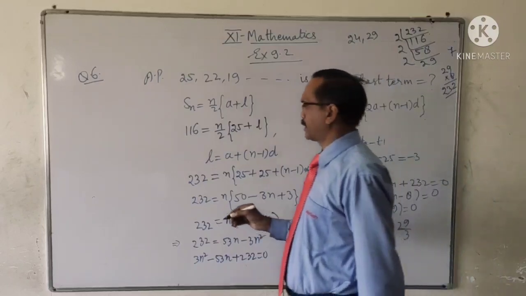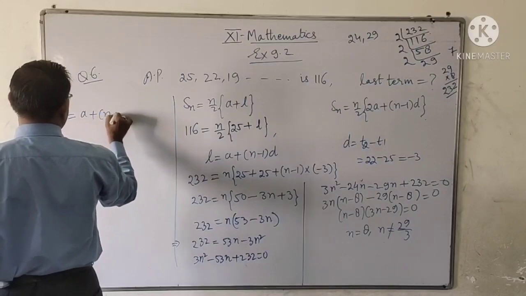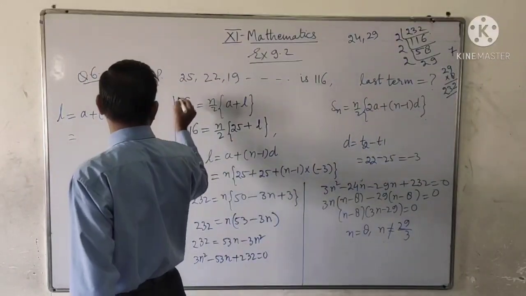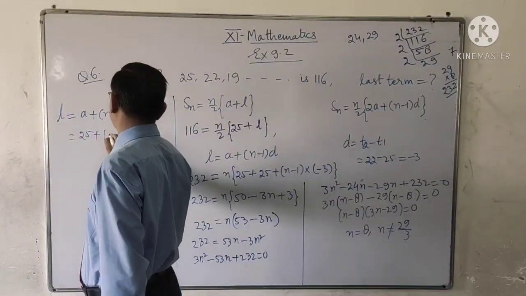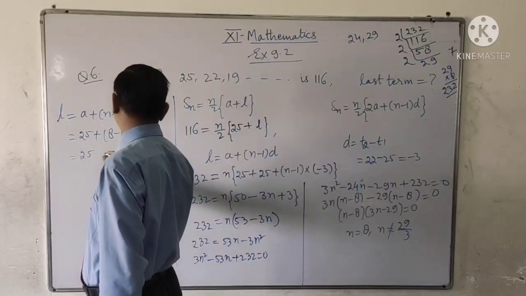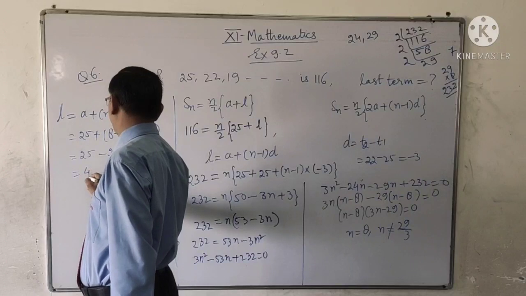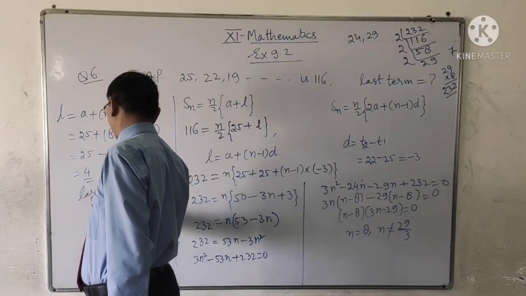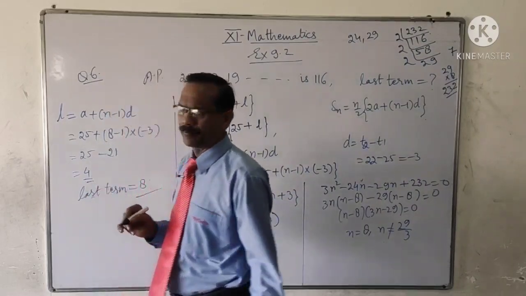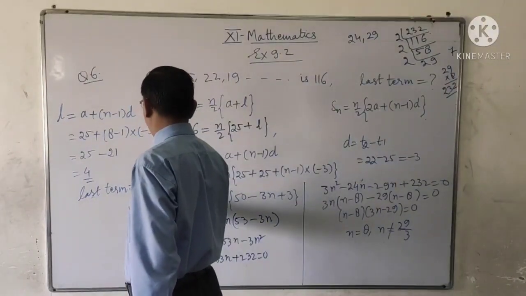Now let us find the last term. Last term L equal to A plus (n minus 1) into D. Here n equal to 8, so the last term is the 8th term. A is 25 plus (8 minus 1) into minus 3, or it is 25 minus 21, which is 4. So the last term is 4, not 8. The number of terms is 8 and the last term is 4.